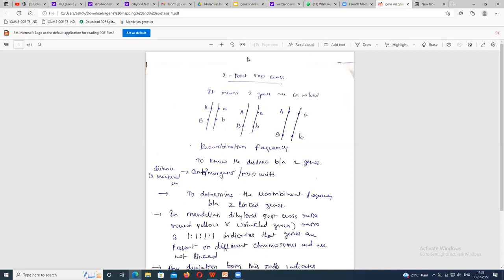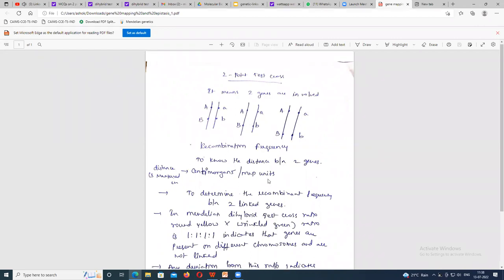And this 2-point test cross we are doing to know the distance between two genes, and the distance is always measured in centimorgans or Map units. This also you can get as an important question: what are the units in which the distance between the genes is measured? That is always centimorgans or Map units. It can be either centimorgans or Map units.